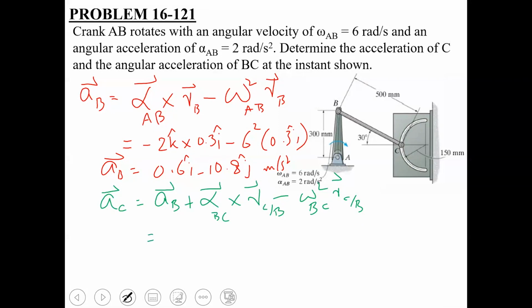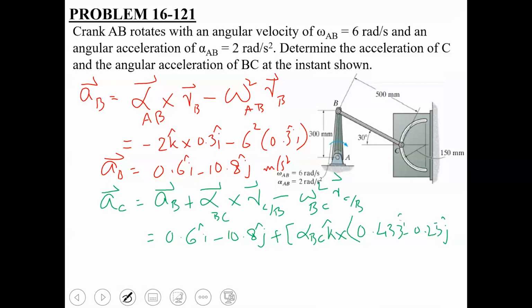AB you have already determined in the previous step, which is 0.6 I minus 10.8 J, plus alpha, again alpha you will assume in a counterclockwise direction, cross R. R you have already found in the previous case, which is 0.433 I minus 0.25 J, minus omega, omega you had found as 7.2, so 7.2 square multiplied by this R, this becomes omega square R. So once you take this cross product, your right side will be complete.